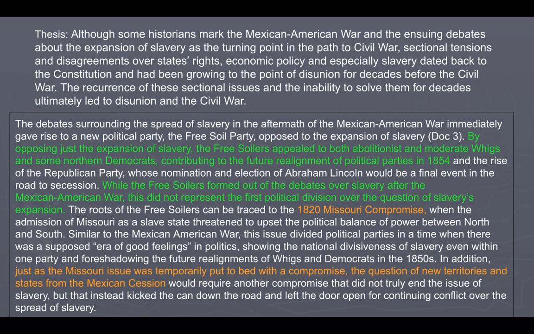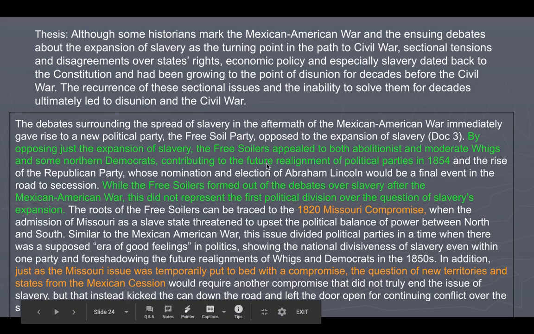So the debate surrounding the spread of slavery and the aftermath of the Mexican-American War immediately gave rise to a new political party, the Free Soil Party, opposed to the expansion of slavery. By opposing just the expansion of slavery, the Free Soilers appealed to both abolitionists and moderate Whigs and some Northern Democrats, contributing to the future realignment of political parties in 1854.